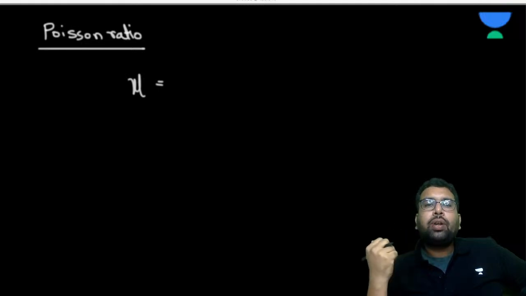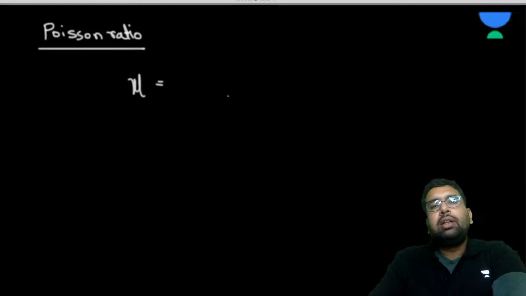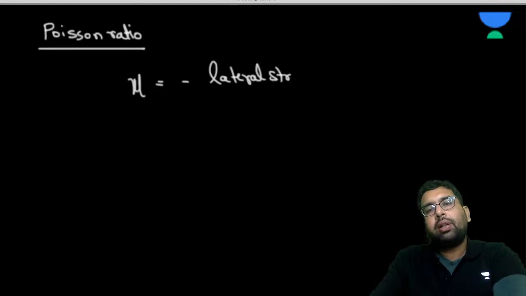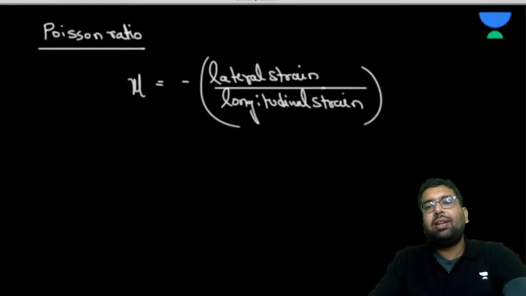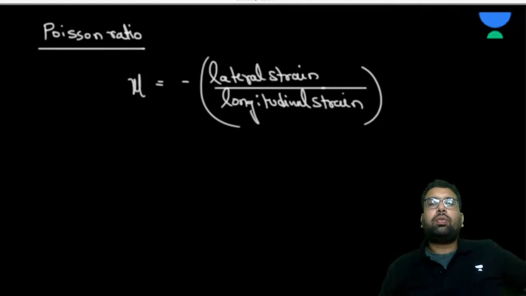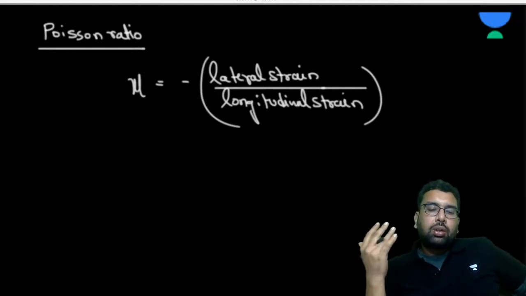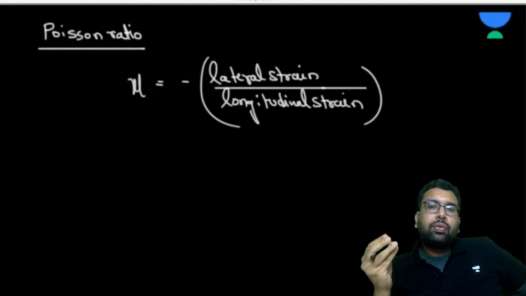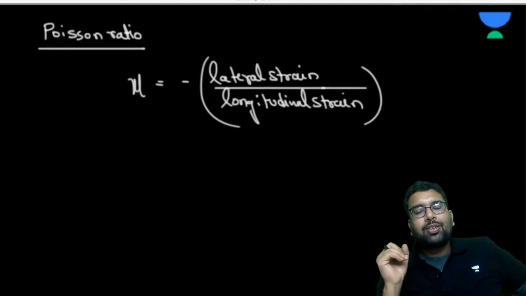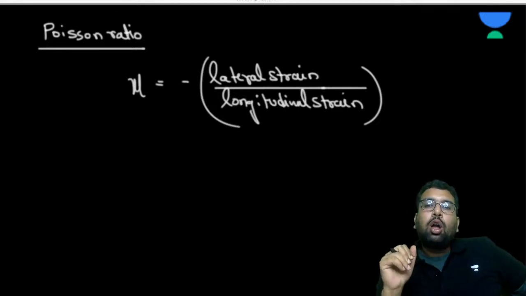So what is the Poisson ratio? Poisson ratio is defined as the ratio of lateral strain to longitudinal strain with a minus sign. Why is this minus sign there? This minus sign is there because the lateral and longitudinal strains have opposite tendency. If longitudinal strain is positive, lateral is negative. That is why a negative sign is there outside, to compensate for the opposite nature of these two strains.